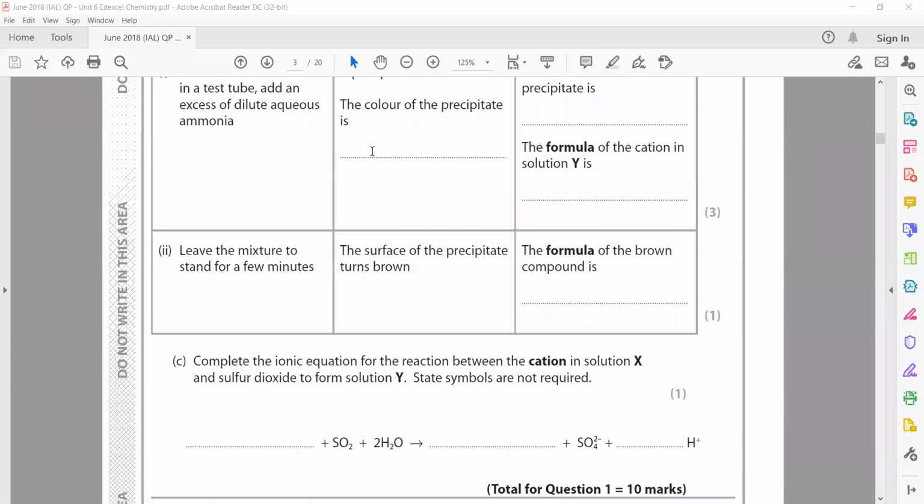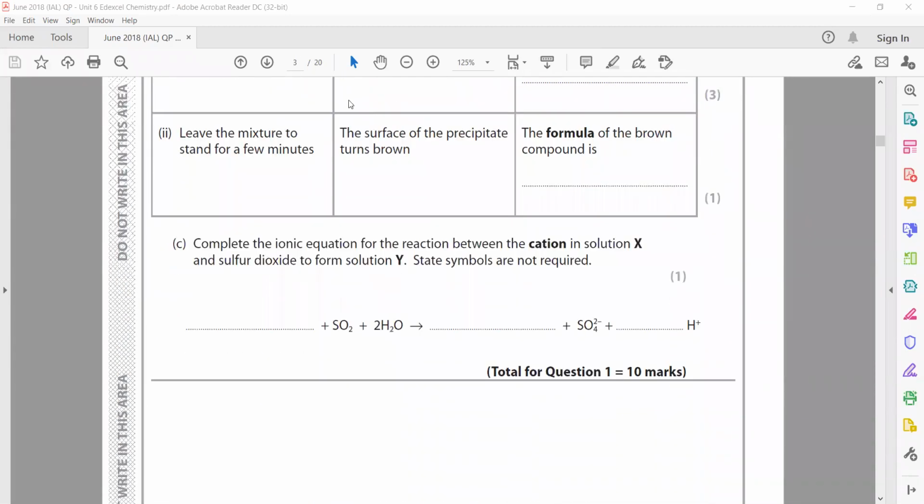Leave the mixture. If we leave iron 2, iron 2 will be oxidized by oxygen present in air and it will turn into iron 3. The formula of the brown compound which is formed: basically iron 2 is converted back into iron 3 hydroxide.